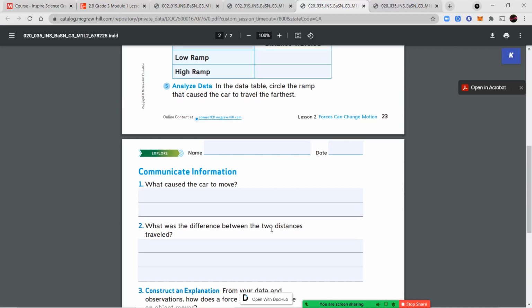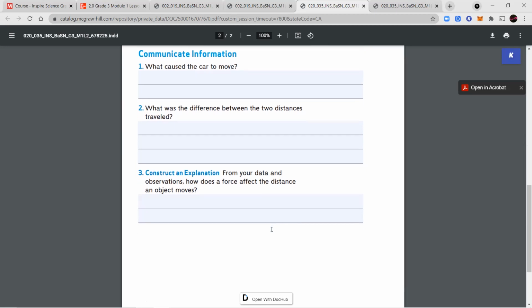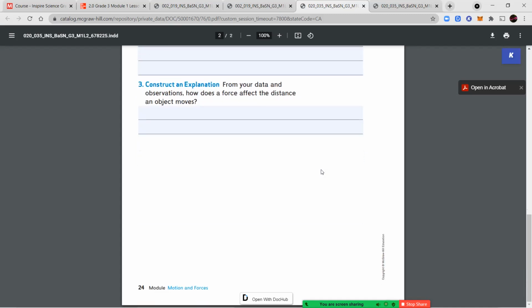Once you've completed the activity, you're going to answer the questions about what caused the car to move, what was the difference between the two distances traveled, and from your data, which is just another way to say information, so the information that you gathered. From your data and observations, how does a force affect the distance an object moves? So from everything that you learned here and everything that you saw, how does force affect the distance that an object moves?